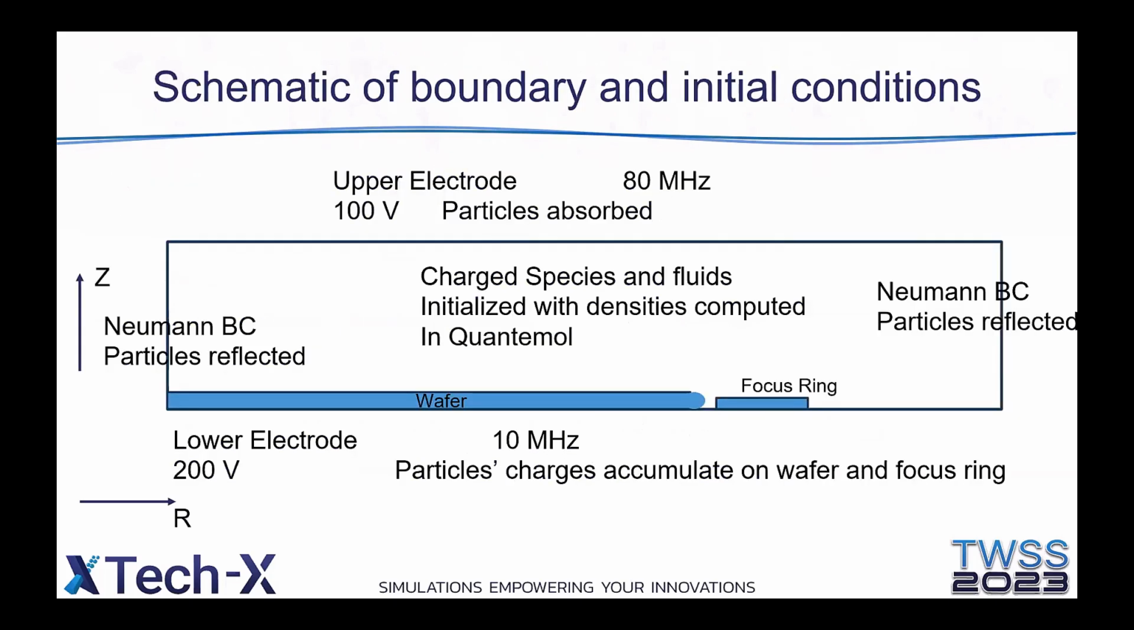So here are the boundary conditions. Over on the left, in the Poisson solve, I use Neumann boundary conditions, and the particles are reflected. That's on the left and the right. On the top, particles are absorbed, and again, there's that 80 megahertz 100 volt RF source. And then on the bottom, particles are absorbed onto the wafer and the focus ring. And actually, we modeled the accumulated charge on the dielectric, so we can include that effect as well.